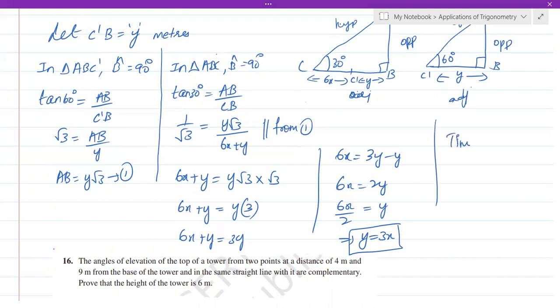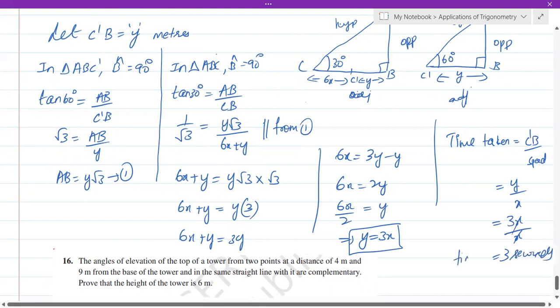So time taken. What is the formula? Time taken is distance by speed. What is the distance? C dash B is the distance. Speed is x, isn't it? We have taken it as x. So C dash B, that is y. Speed, we have taken it as x. And we know the value of y is 3x. So divided by x, x gets cancelled. Therefore, the time is 3 seconds.